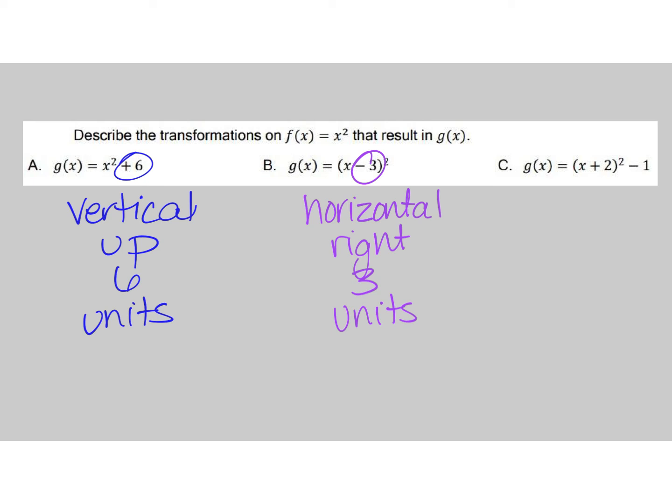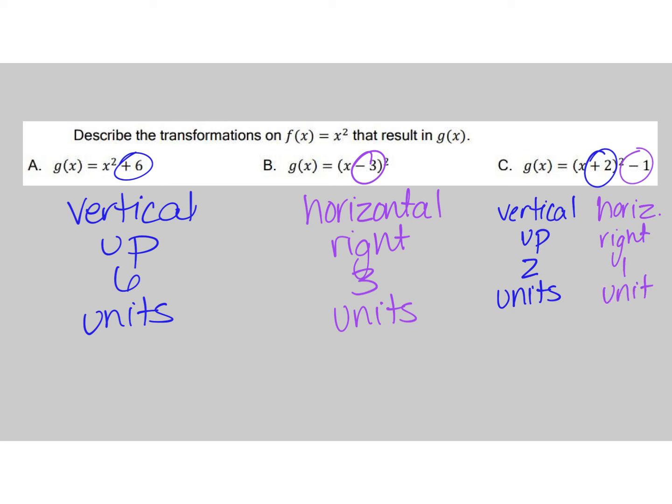Now this last one has 2 transformations going on with it. As we look at this one, the +2, we're back to that vertical, so we're going vertical up 2 units, and then for the other one, we're going horizontal, and instead of left, you would be going right 1 unit. So we're sliding that parabola up, down, left, and right.